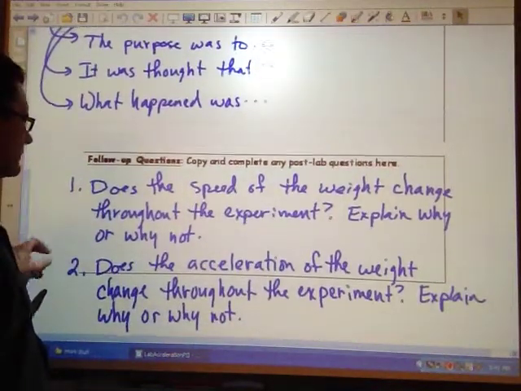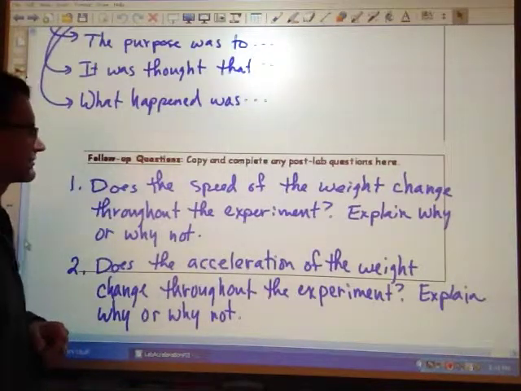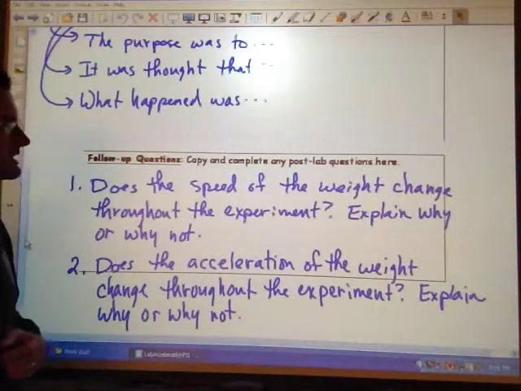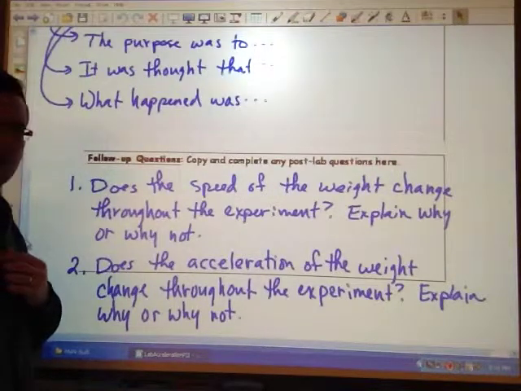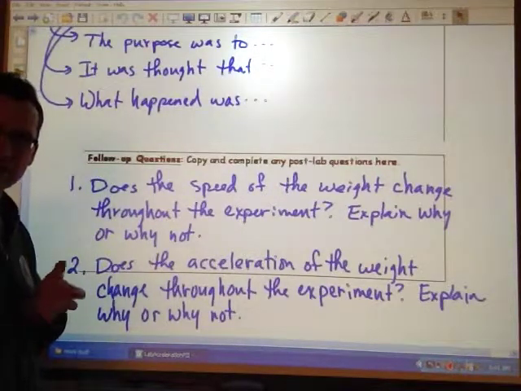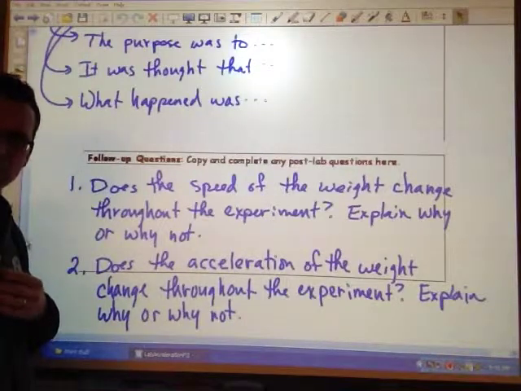And then the follow-up questions here, I have two of them. Number 1, does the speed of the weight change throughout the experiment? Explain why or why not. If it does, then you have to explain why. If you think no, then explain why.